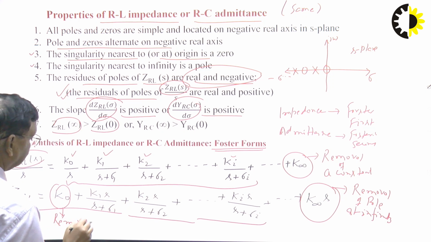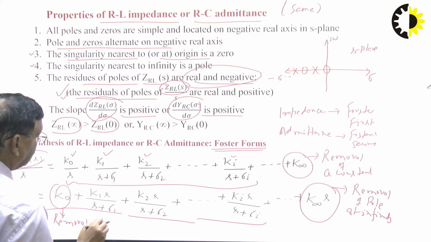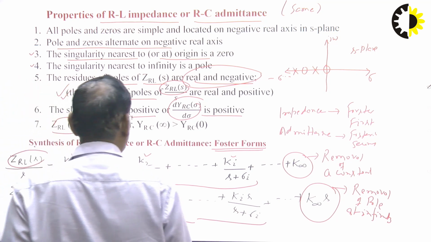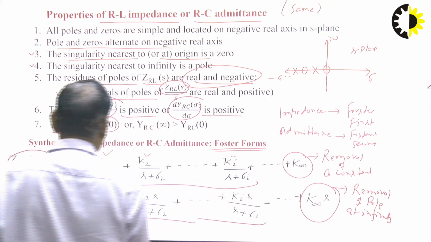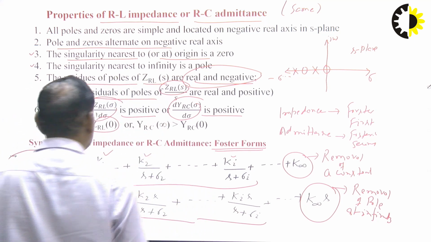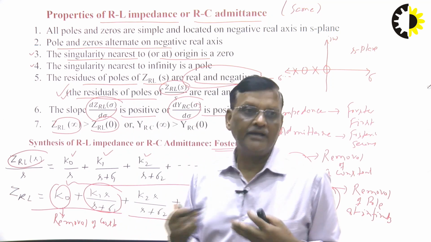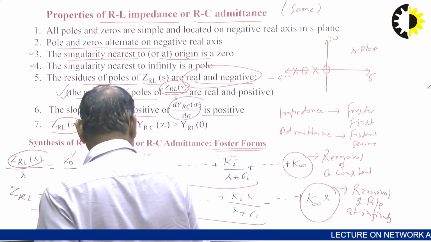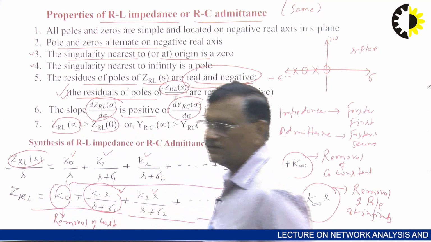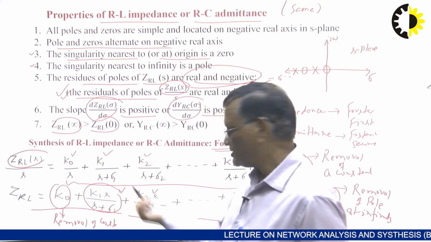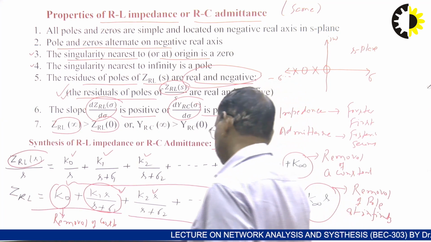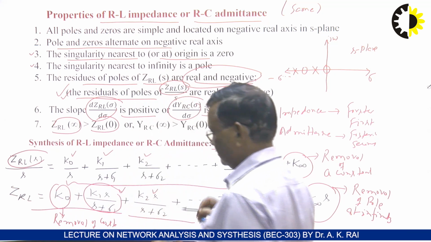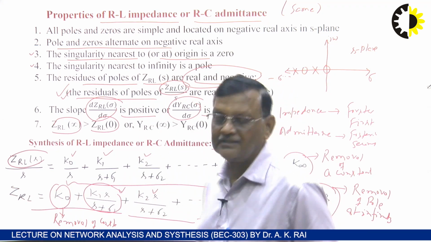For ZRL, removal of constant, and these terms K1 as s plus sigma 1, K2 s upon... So these are the factors. How many poles lie on the negative real axis? So we get these terms. So this is basically how many poles lie on the negative real axis. So we get this. This is the general expression for the Foster first if the function is impedance.